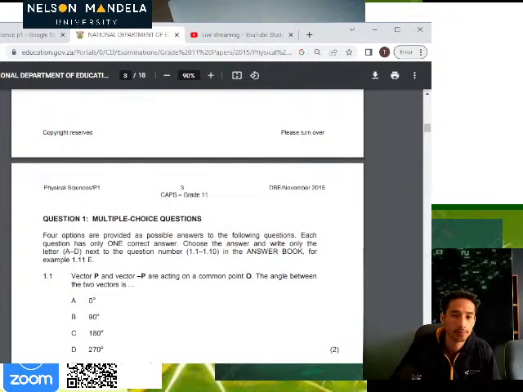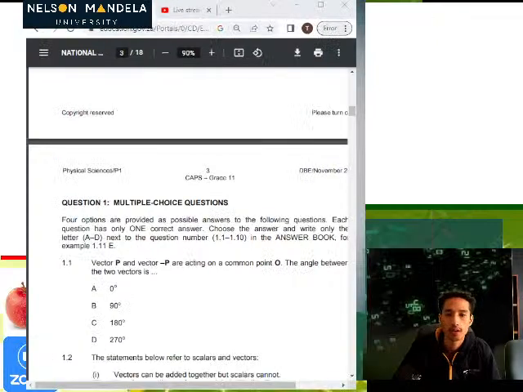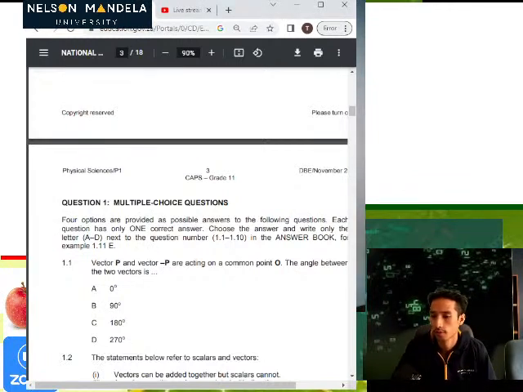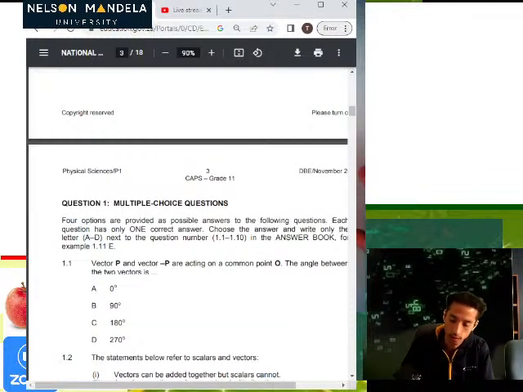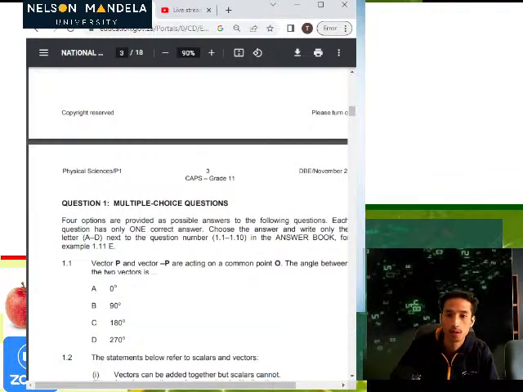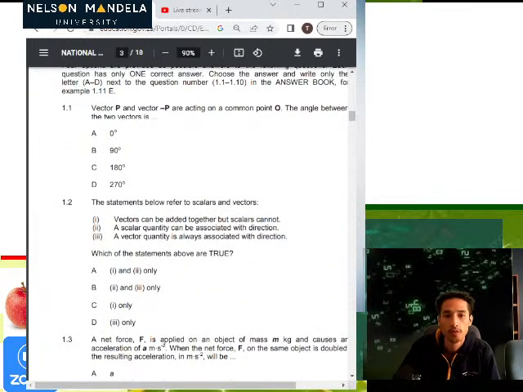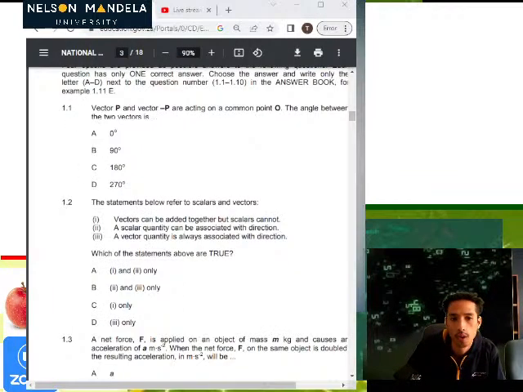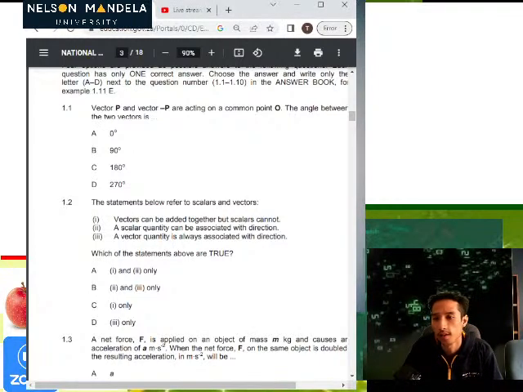So as you can see, question 1 asks us, okay, question 1.1. How would we go about addressing question 1.1? Question 1.1 asks us about vectors p and q. Okay, in actual fact, it asks us about vectors.